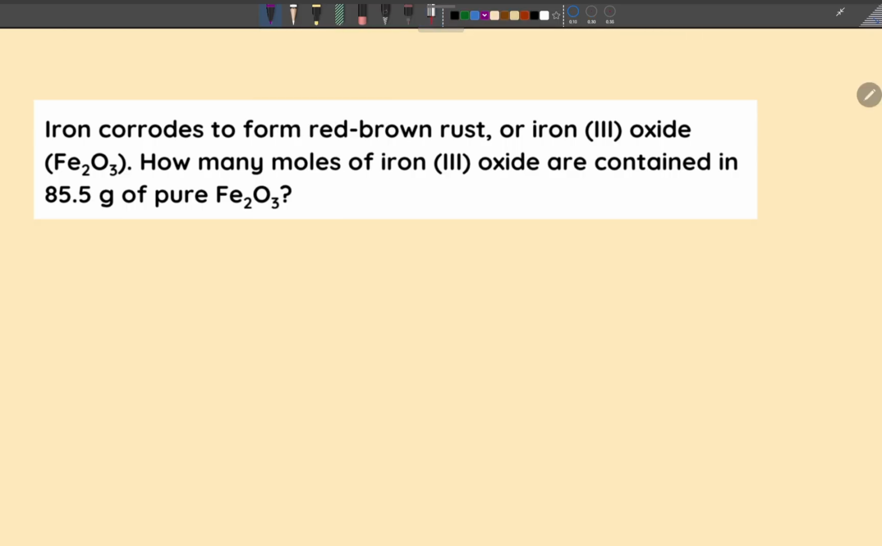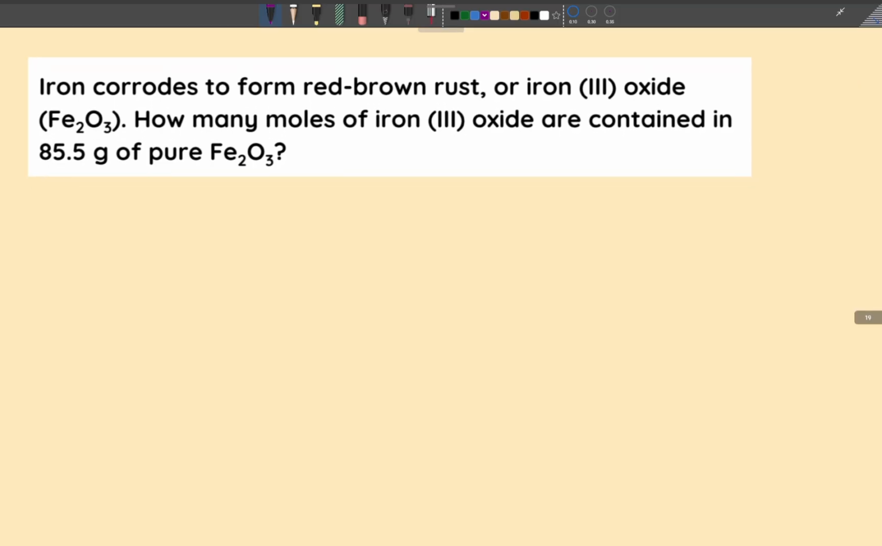Iron corrodes to form red-brown rust, iron oxide. How many moles of iron oxide contain 85.5 grams of pure iron oxide? So step 1 is to write the given. So that will be: convert 85.5 grams of Fe2O3 to moles.